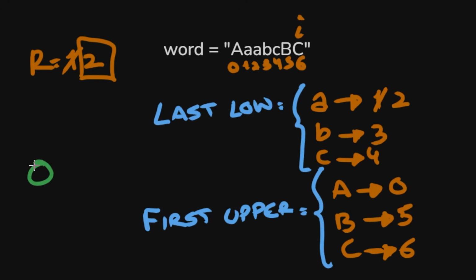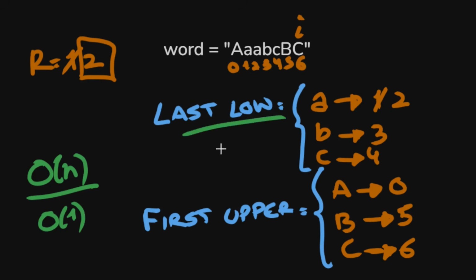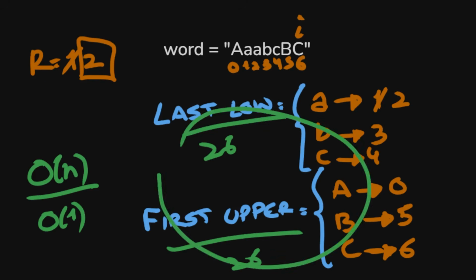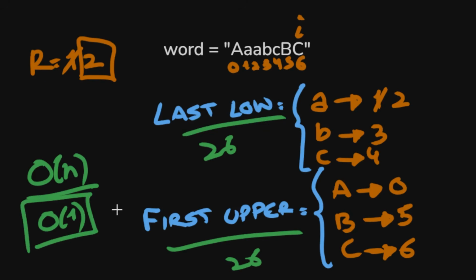Time complexity for this approach is big O of n because we have to go through n characters in the string, and space complexity is big O of 1 because we need these 2 maps which can have at most 26 characters each, and these are constant numbers, so this is overall big O of 1 space. Now with this in mind, let's go with the code.